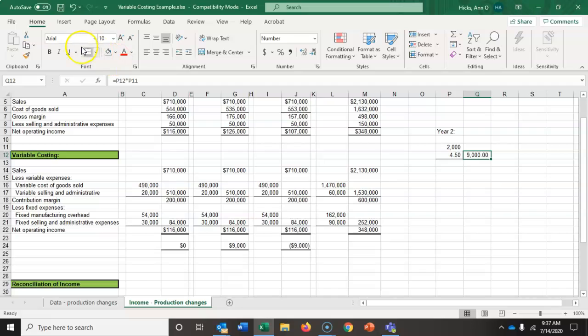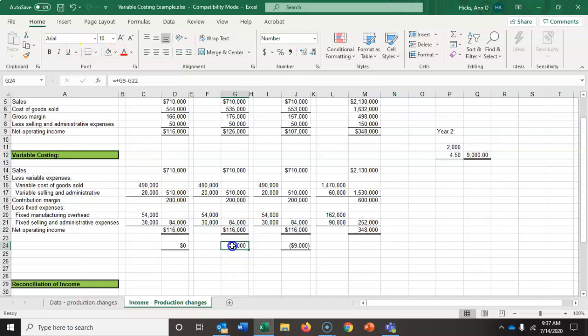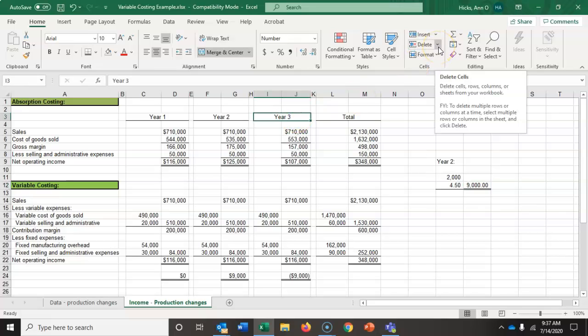And that is the difference between absorption costing and variable costing, because we deferred it in ending inventory under absorption costing, but remember, we expensed the whole fixed overhead under variable costing. Okay. All right, let's look at year 3, and then we'll wrap this up.